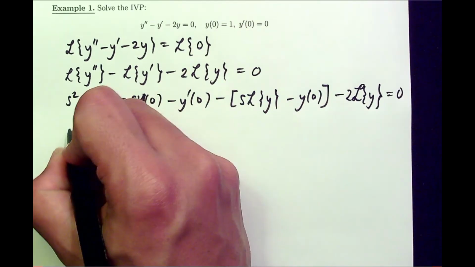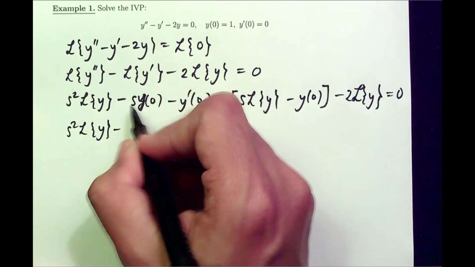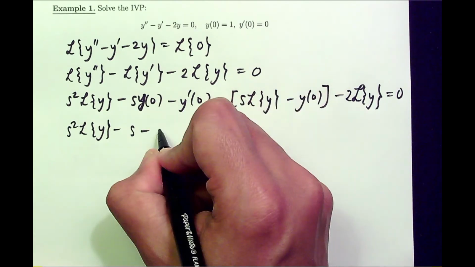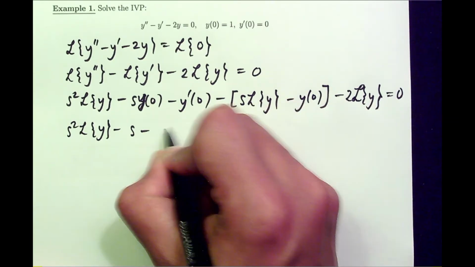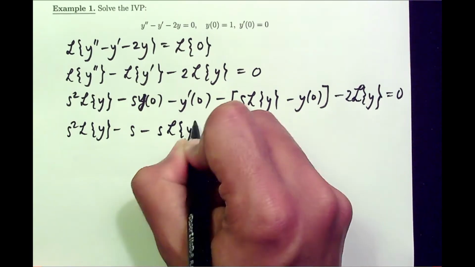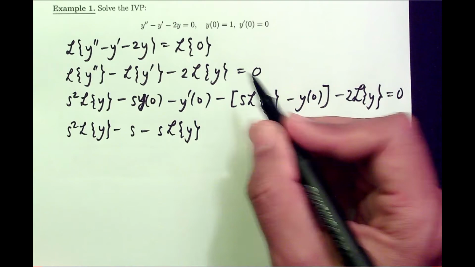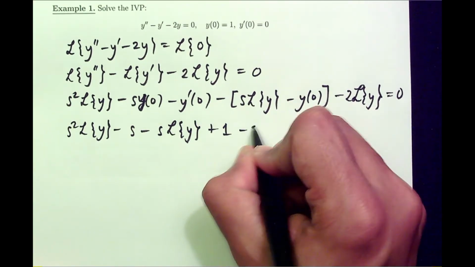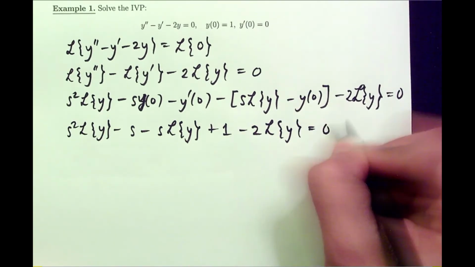So this is s squared Laplace transform of y. Now, y of 0 is 1, so this is minus s. y prime of 0 is 0, so I'm going to write it, which is 0. And then here, this minus distributed, minus s Laplace transform of y. Then minus and minus is a plus, and y of 0 is 1, so plus 1, minus 2 times Laplace transform of y equals 0.